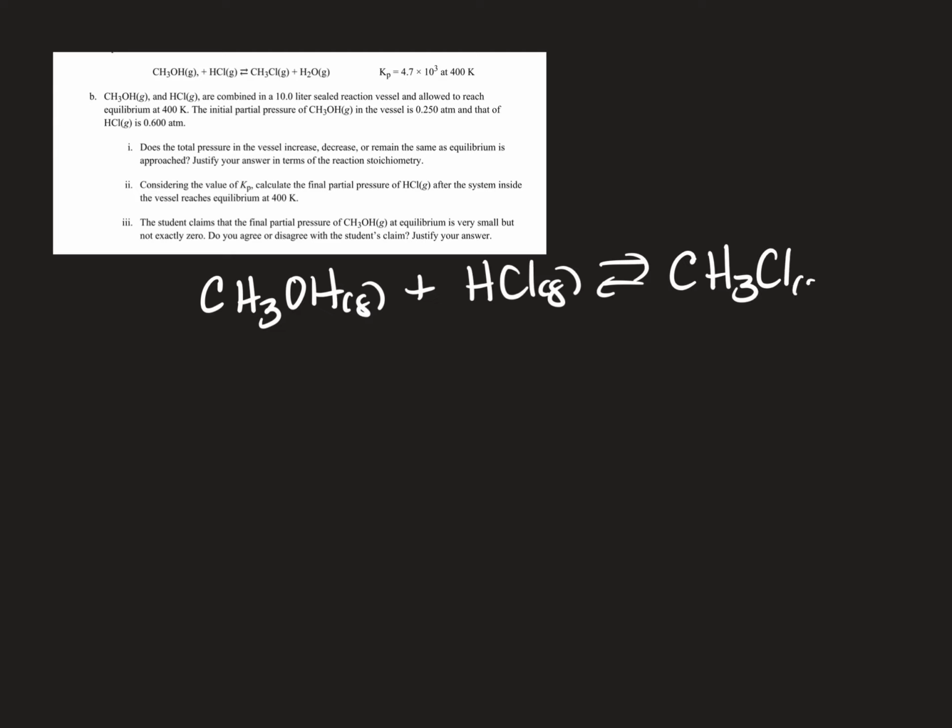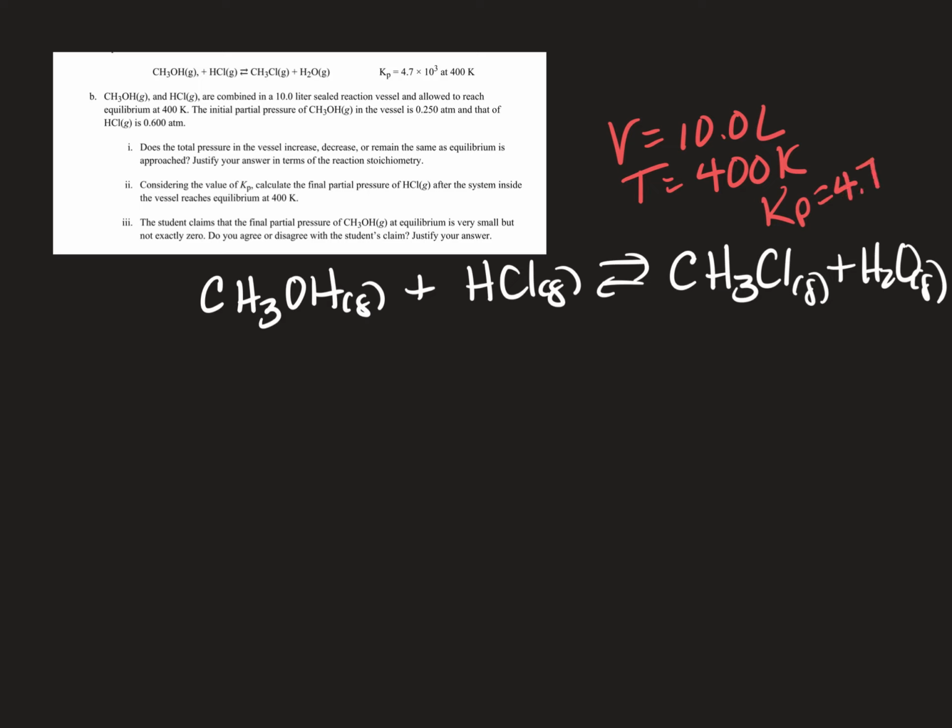And I'm just going to try to see if I can figure something out. So I have CH3OH gas plus HCl gas to give me CH3Cl gas plus H2O gas. So I noticed that all of these are gases, okay, and I have a volume of a 10-liter container, and I know that the temperature is 400 Kelvin, and then I've got this weird Kp value, which is 4.7 times 10 to the third, which is a big number, okay.